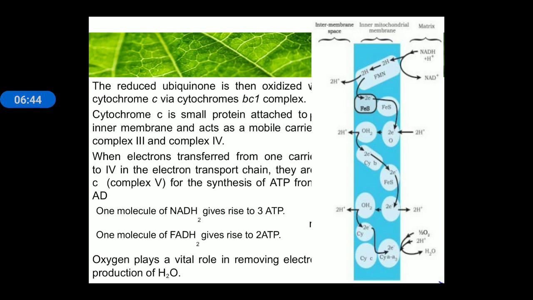So it is very important to note down that one NADH molecule will give rise to 3 ATP, and one molecule of FADH will give rise to 2 ATP. It is very important and very crucial step. We must remember that one NADH is equal to how many ATP? 3 ATP, and one FADH is equal to how many ATP? 2 ATP. And oxygen plays a vital role in removing electron.